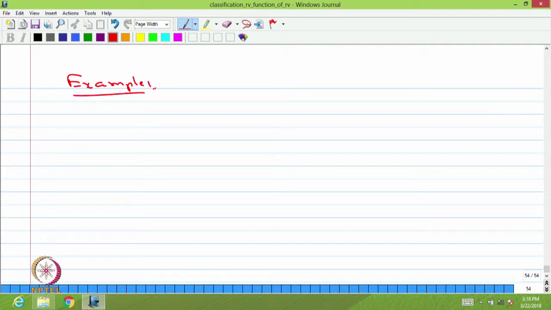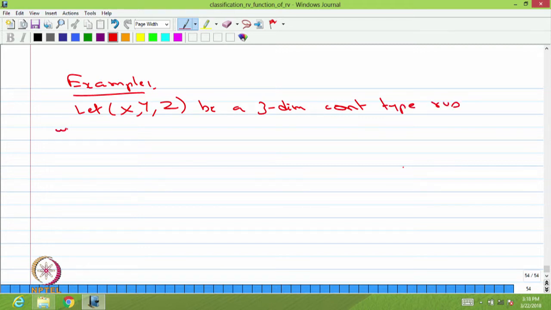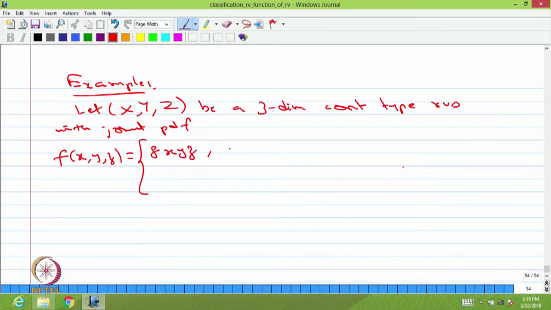Example 1. Let X, Y, Z be three-dimensional continuous type random variables with joint probability density function given by: the joint probability density function of X, Y, Z takes the value 8xyz when X takes a value 0 to 1, Y takes a value 0 to 1 and Z takes a value 0 to 1, and it is 0 otherwise.